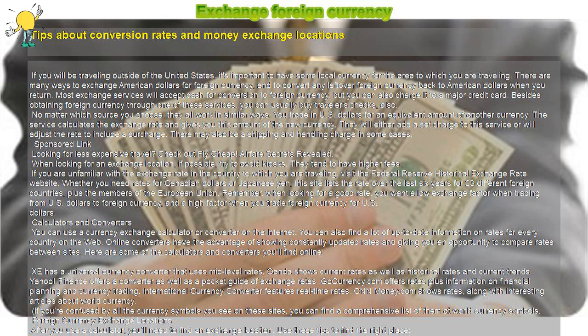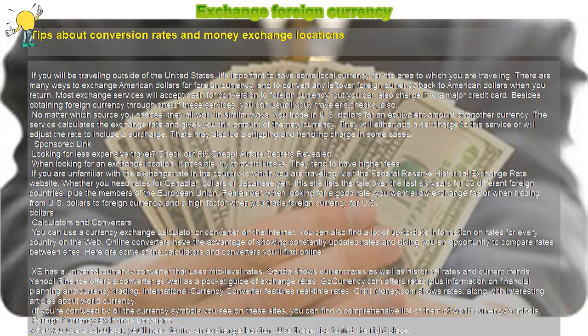Foreign currency exchange locations. After you use a calculator, you'll need to find an exchange location. Use these tips to find the right place.